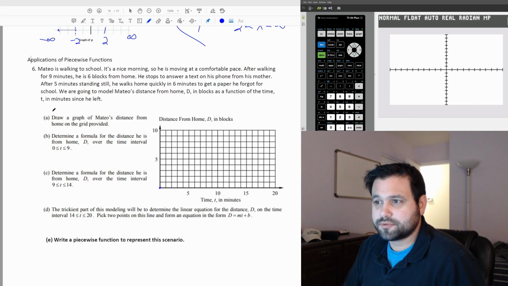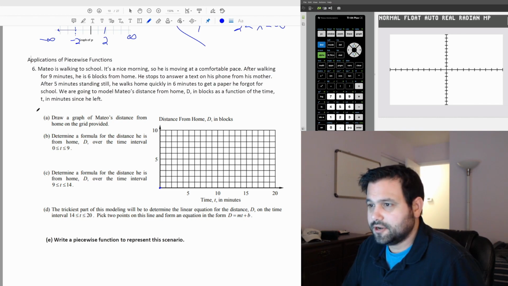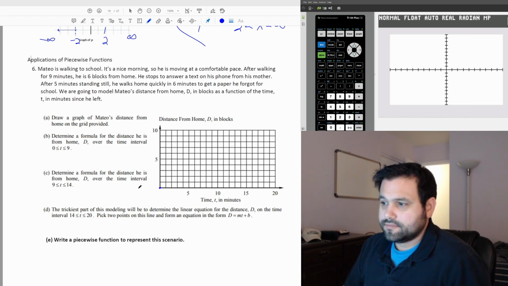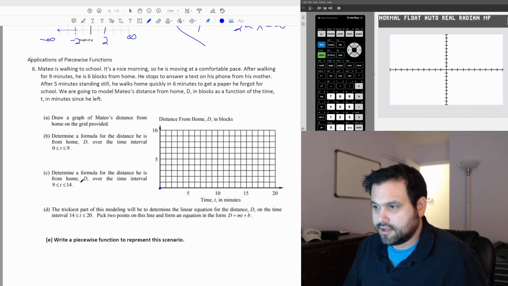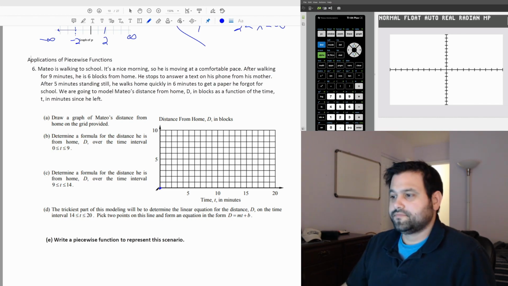So first thing we're going to do is we're going to draw the graph, right? So he's starting at home, right? So we're going to plot that little point right there, and 0, 0.